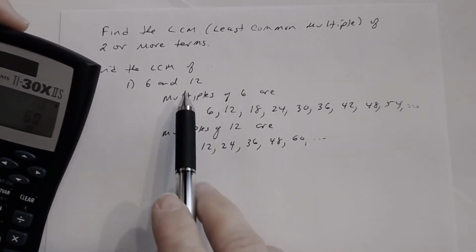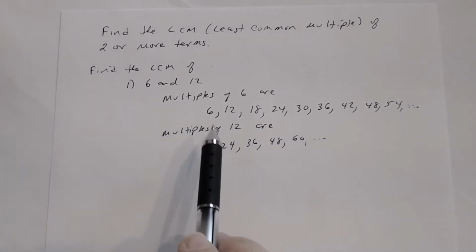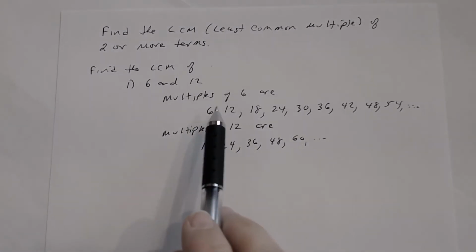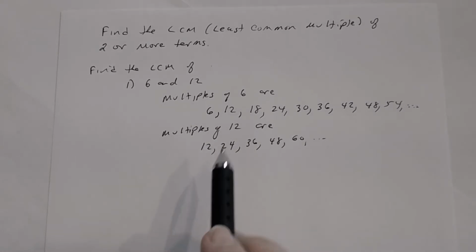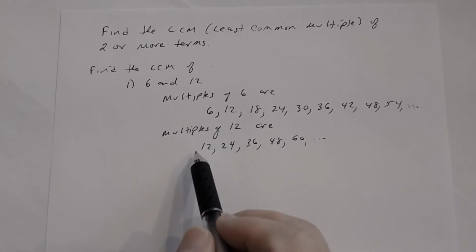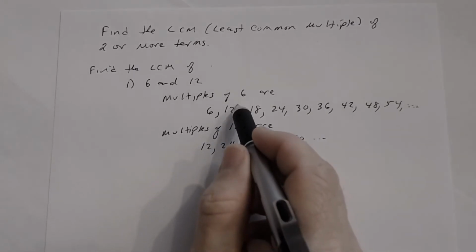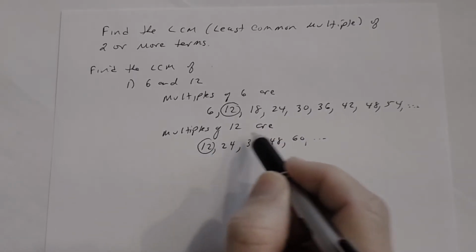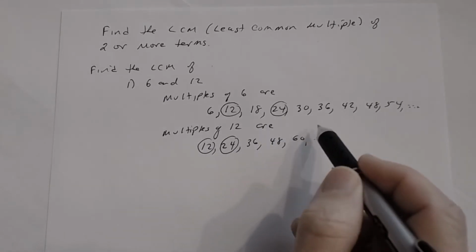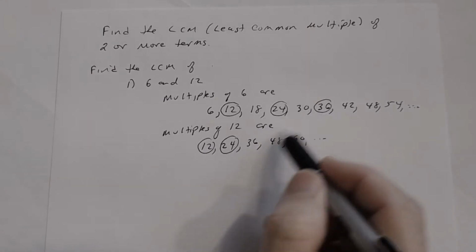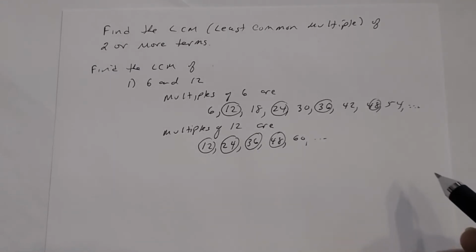Now, what are the common multiples? I'm going to circle the multiples that both of those have in common. Do they both have 6 in common? Nope, because I don't see a 6 here. They have a 12 in common, so I'm going to circle it. They have a 24 in common, I'm going to circle it. They have a 36 in common, I'm going to circle it. They have a 48 in common, I'm going to circle it, and so on.